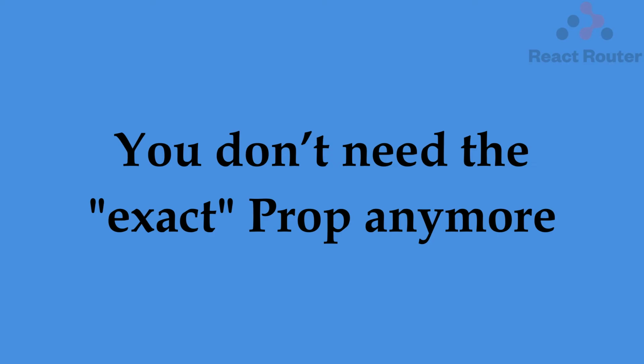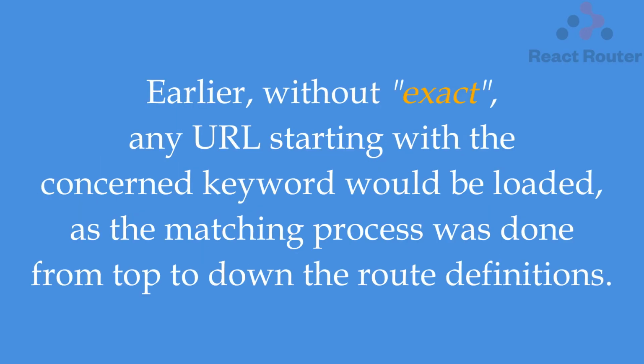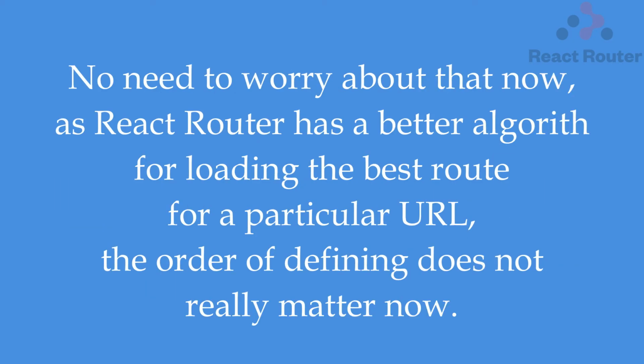The next is you don't need the exact prop anymore. It's basically React Router's better path matching algorithm that enables us to match a particular route without the exact prop. Earlier, without exact, any URL starting with the concerned keyword would be loaded, as the matching process was done from top to bottom through the route definitions. You don't need to worry about that now, as React Router has a better algorithm for loading the best route for a particular URL. The order of defining does not really matter now.